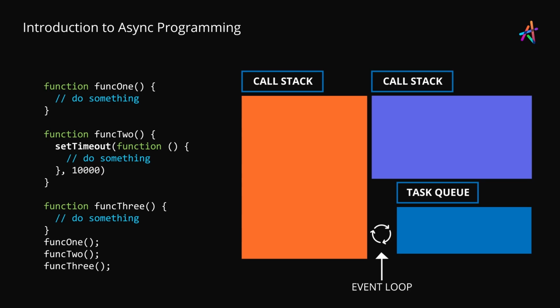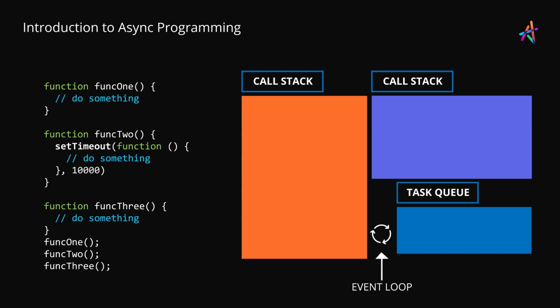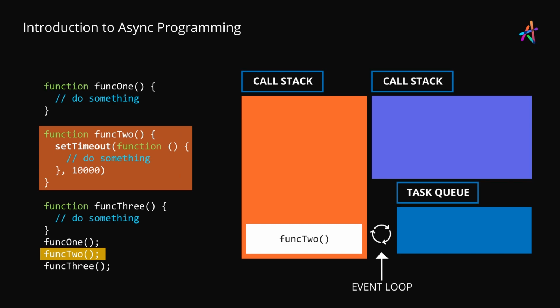I'll explain these in just a moment. Just follow along. So, the first function is put up on the stack, is executed normally, and exits the stack. Then the second one is brought up on the stack, and this time we have set timeout in the picture, which is supposed to count up to 10 seconds or 10,000 milliseconds.